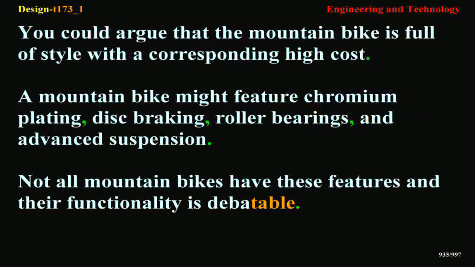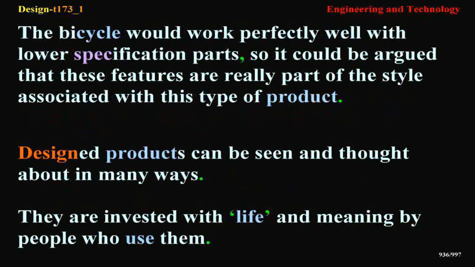You could argue that the mountain bike is full of style with a corresponding high cost. A mountain bike might feature chromium plating, disc braking, roller bearings, and advanced suspension. Not all mountain bikes have these features and their functionality is debatable. The bicycle would work perfectly well with lower specification parts, so it could be argued that these features are really part of the style associated with this type of product.